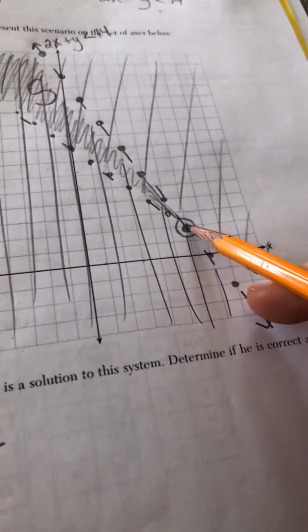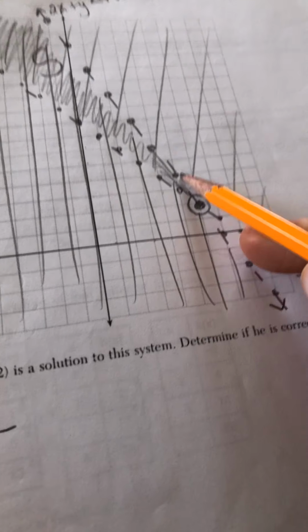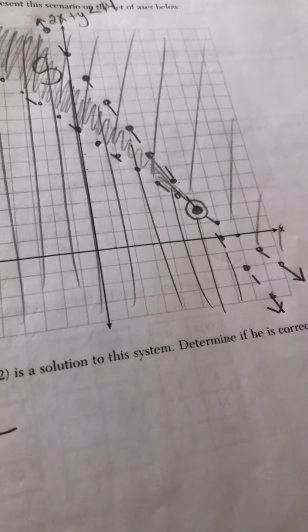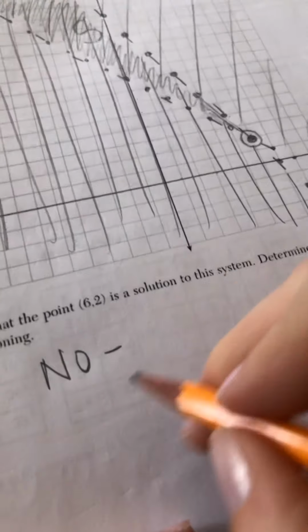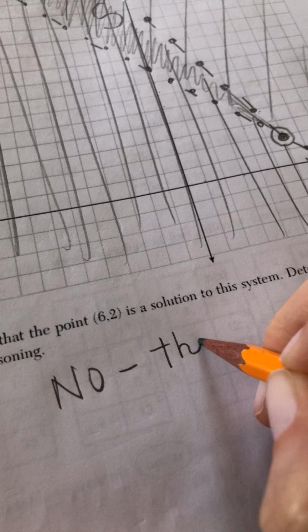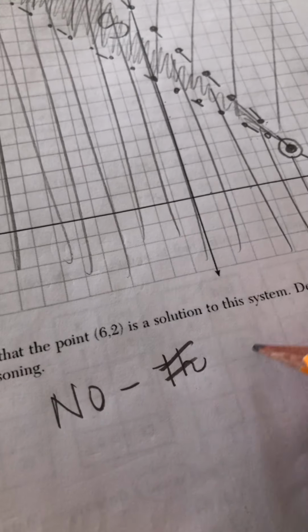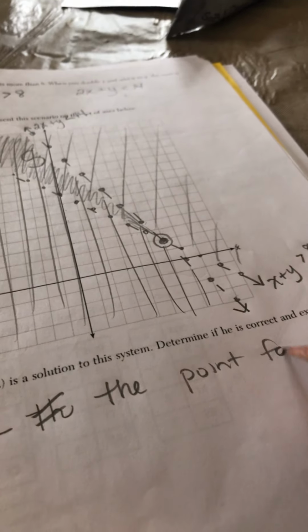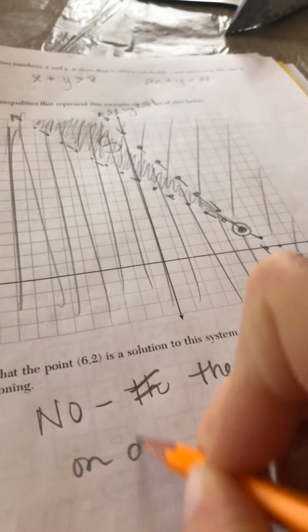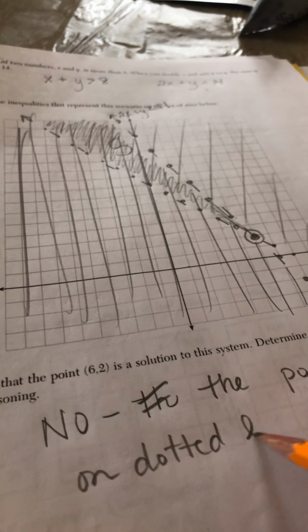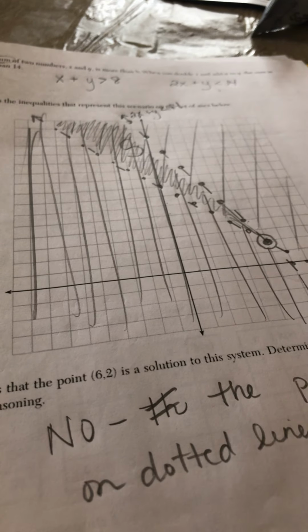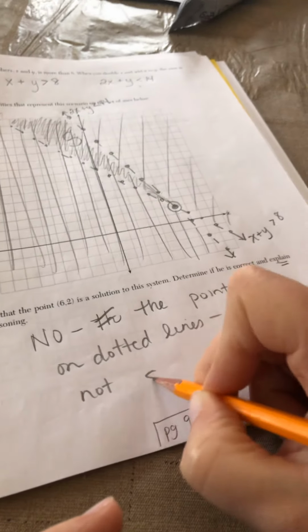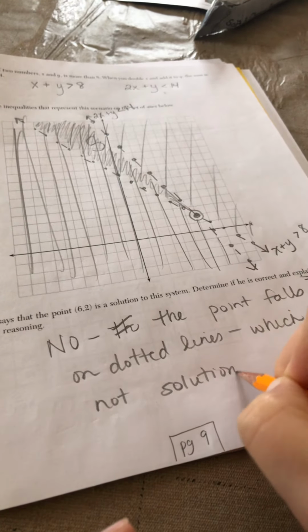Why is that not a solution? It's where they cross. Well, notice both lines are dotted. Actually, if one line is dotted, that's enough. Actually, I don't want to say they. Well, I'm going to say the point falls on dotted lines, which are not solutions. Boop, there you have it. Page number 9.